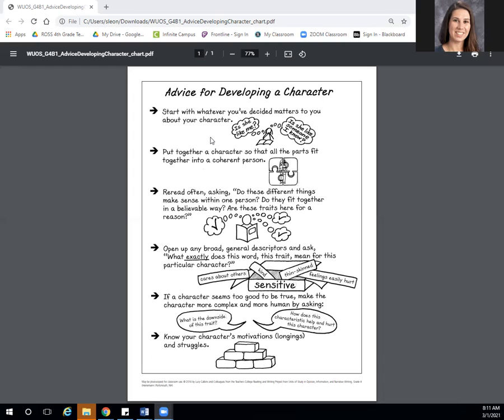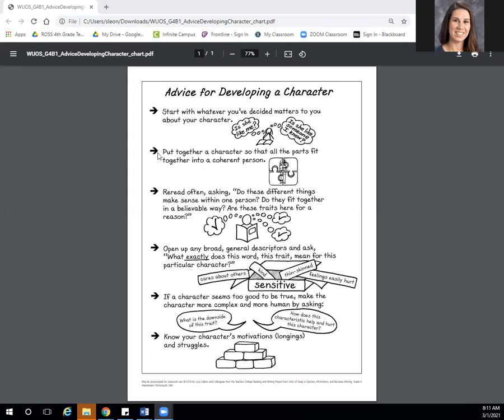If your character seems too good to be true, you need to make your character more complex and more human. Nobody is perfect 100% of the time. They have good traits, they have bad traits. So you need to be thinking about your character. What is good about them and what's kind of not so good about them. And then we need to know about what the character's motivations are. What do they want to do? What is their goal? And then we need to talk about their struggles.